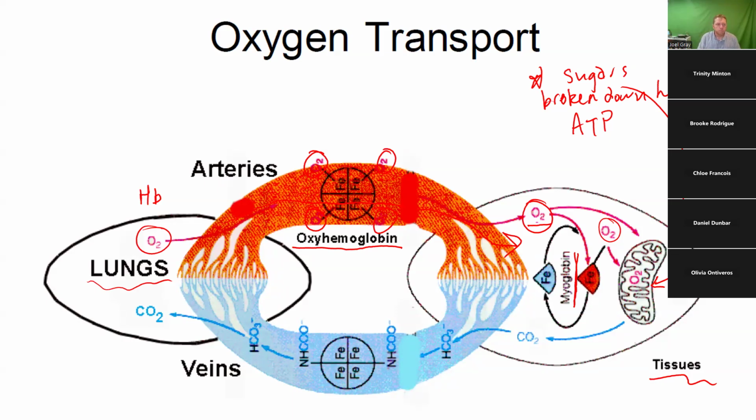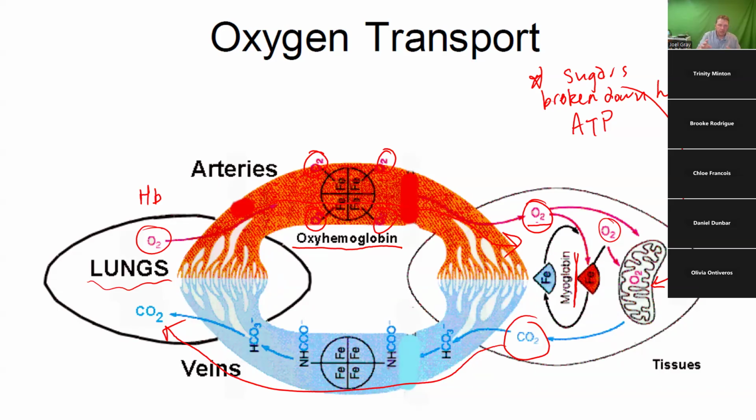Now, the byproduct, or one of the products of sugar metabolism, is carbon dioxide. Well, that carbon dioxide in the tissues isn't where we want it. So we've got to get it back into the lungs so it can be released, and so we can exhale and get rid of that CO2. Now, hemoglobin's going to help out with that as well, and we'll get into the details of that a little bit later.